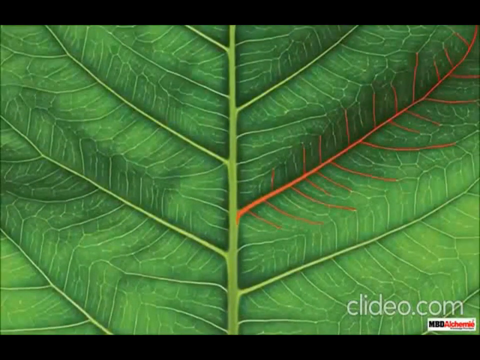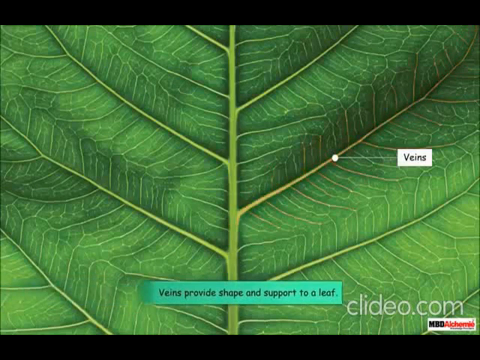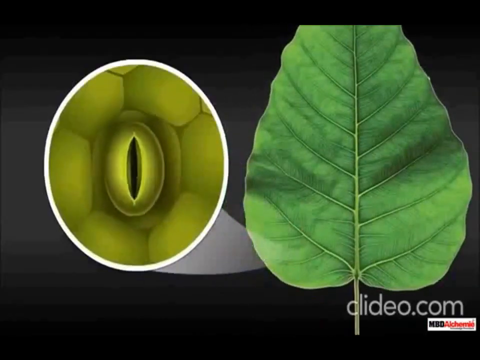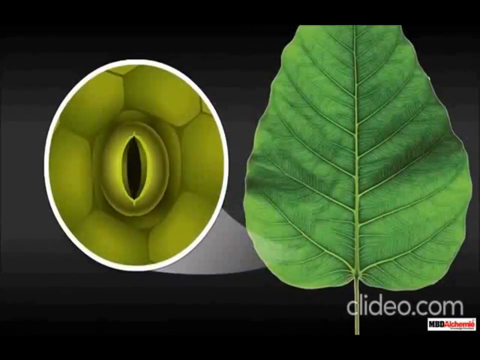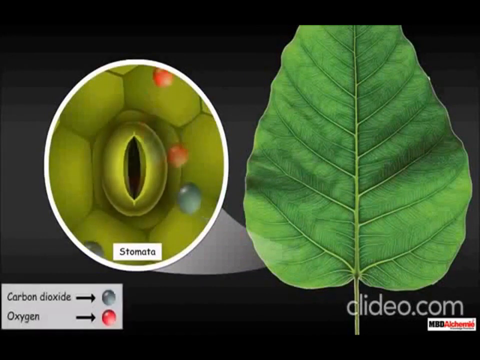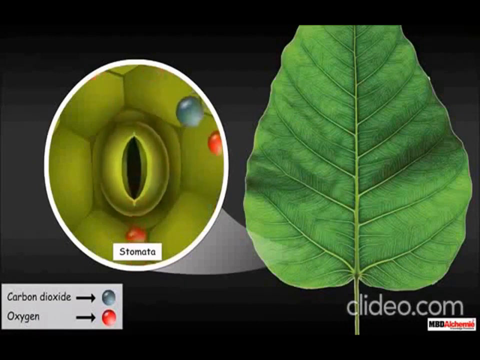There are numerous tiny lines that run throughout a leaf. They are called veins. All these veins along with the midrib provide shape and support to a leaf. They also carry water to the different parts of a leaf. A number of tiny openings are present on the surface of a leaf. These tiny openings are called stomata. They help a leaf to exchange gases. They take carbon dioxide gas from the air and release oxygen.